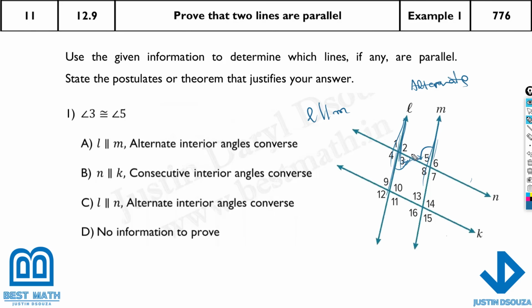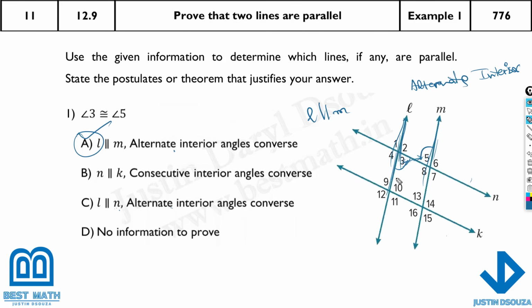Alternate. They both are inside these two lines, so it's interior. The converse of this, interior. So that is the one. We should see alternate interior. But this is the correct answer, not L parallel to N, because L is not parallel to N at all. It's L and M, and that's alternate interior angles converse.